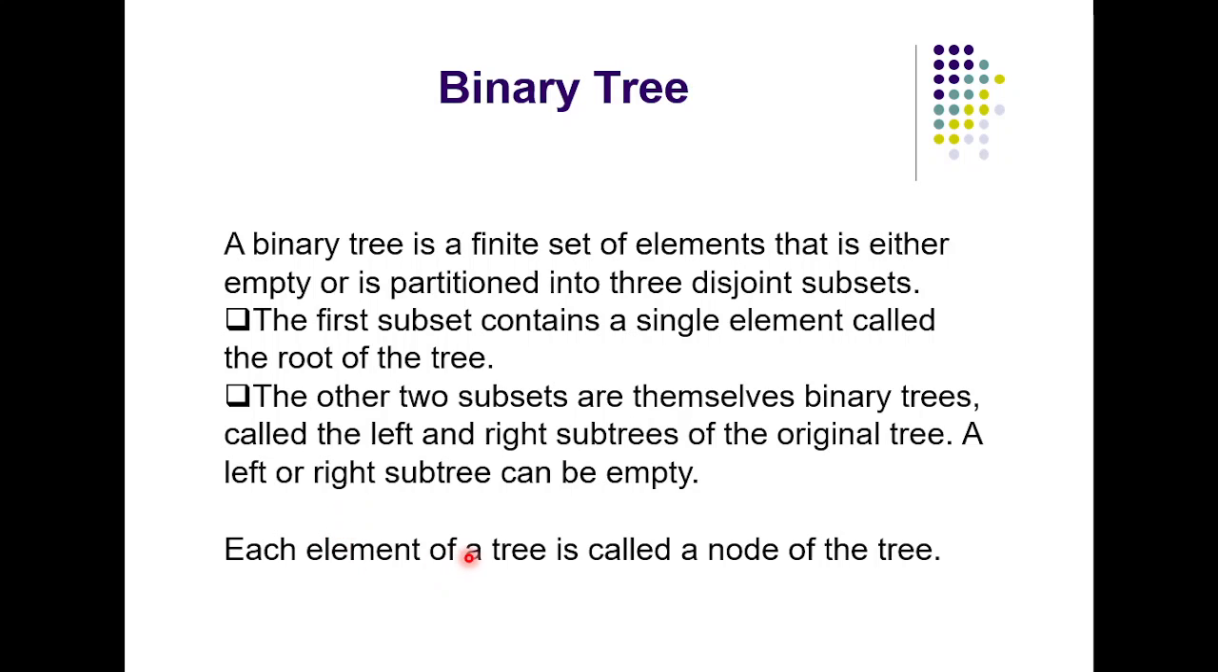Each element of a tree is called a node of the tree. So the left or the right subtree can be empty. Our tree can also have a single element, which is called a root, or it can have any number of elements, and every element of a binary tree is called a node of the tree.